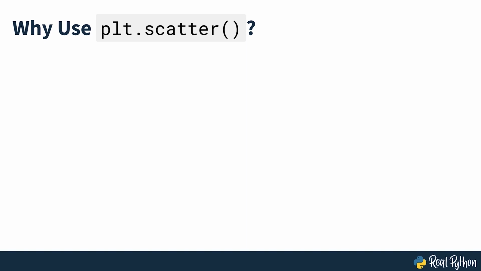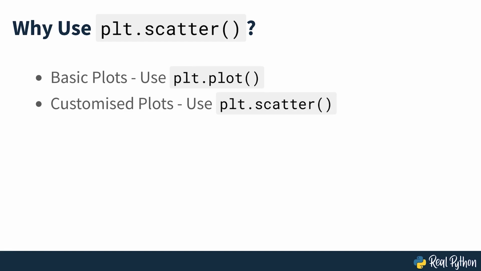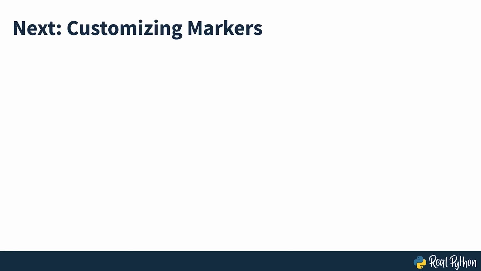Most of the customizations and advanced uses you'll learn about are only possible when using plt.scatter. Here's a rule of thumb you can use. If you need a basic scatter plot, use plt.plot, especially if you want to prioritize performance. If you want to customize your scatter plot by using more advanced plotting features, then use plt.scatter. In the next section of the course, you'll take a look at the customizations that you can only do using plt.scatter.